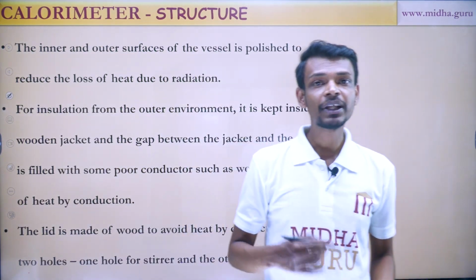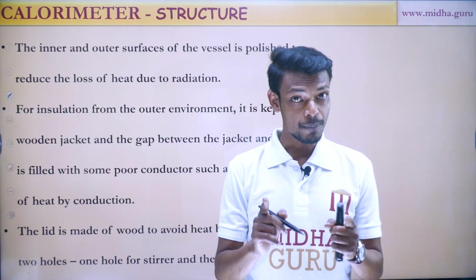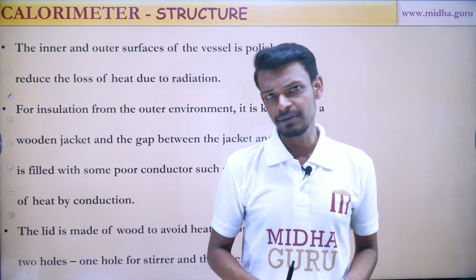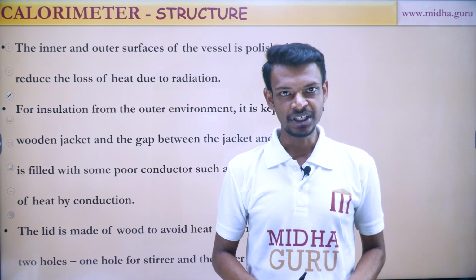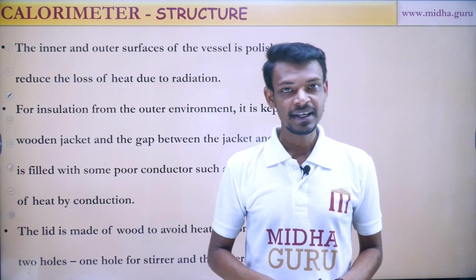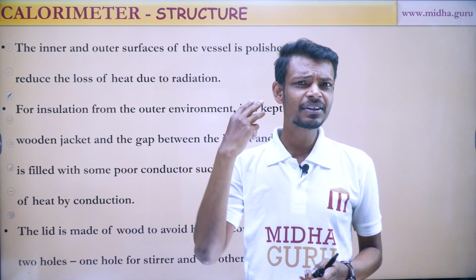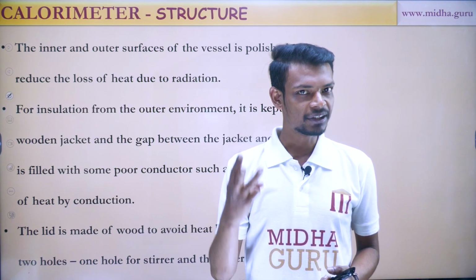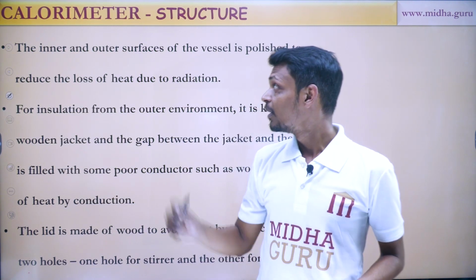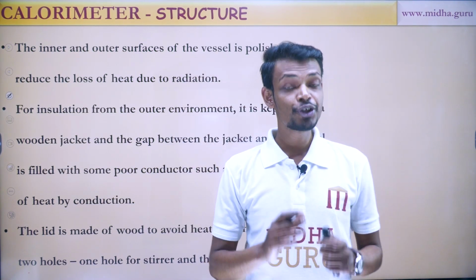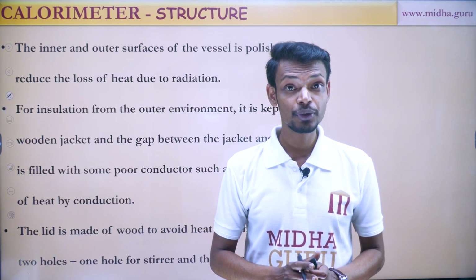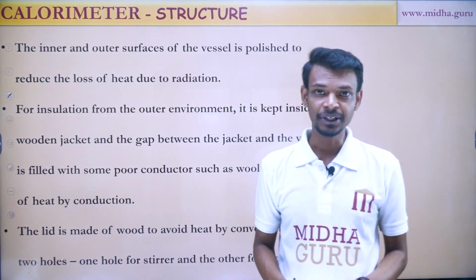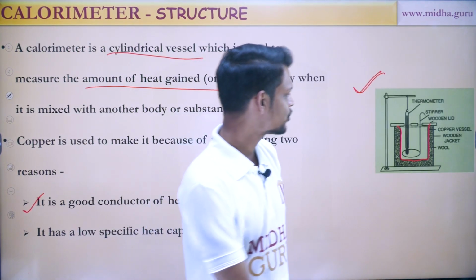Next, if we talk about the inner and outer surface of this copper vessel, then this is polished. And there is a very specific reason why we polish it. We know that heat energy transfer takes place in three different ways. First is conduction, then convection, and the last one is radiation. Now, polishing the surface of the vessel ensures that the heat is not lost to the surrounding by the method of radiation.